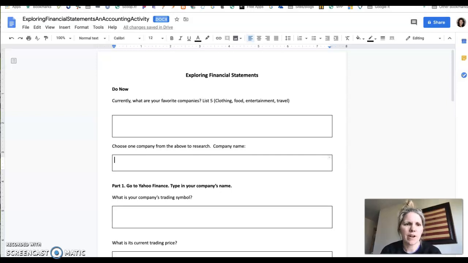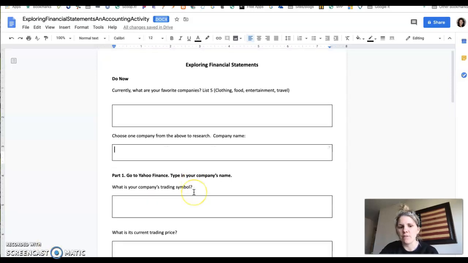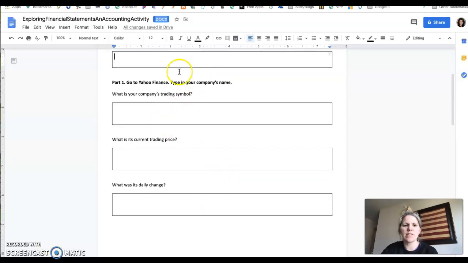So I'm just going to go over a few pieces of this Exploring Financial Statements assignment. We have looked at Yahoo Finance before, but I think it was probably clear last school year. So I just thought I'd kind of review what some of these are. So the first one is, after you've picked your company, what is its trading symbol?